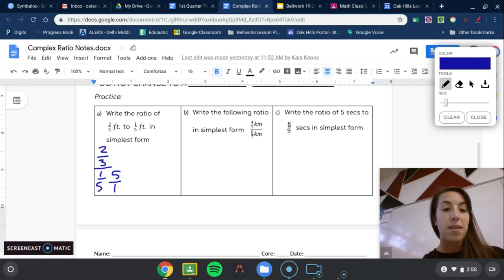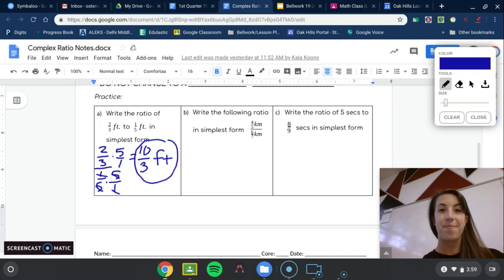By flipping it to 5/1, this actually cancels out the denominator of your complex ratio, which is why we always flip it. This always cancels out to 1. Since we had to flip it on the bottom, you're also going to flip it on the top. So now you're going to have 2 times 5, which equals 10, and 3 times 1 is 3. And since this is over 1, this is your final answer, and you will leave it as an improper fraction because this is your ratio of 10/3 feet.